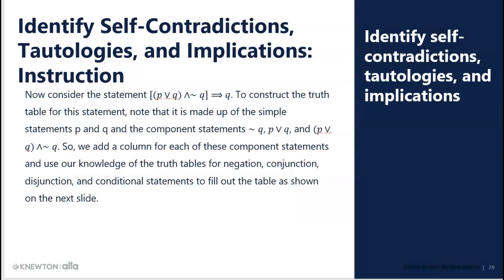So let's look at this statement: P or Q and not Q implies Q. You put all this together, and really it's the same as saying Q is what they're saying. So to construct the truth table for this, it's going to be made up of simple statements, P, Q, and the components, not Q, P or Q. So we've got, again, just 2 letters involved, P, Q. Even though this is a not Q here, it's still a Q. So we're going to have 4 rows in our truth table.